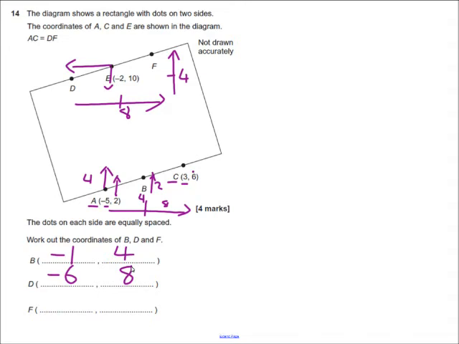Now let's look at F with respect to E. From E, we need to go right 4 places. So -2 plus 4 is +2. And from +10 going up 2 is 12. So our coordinates for F are +2 and 12.